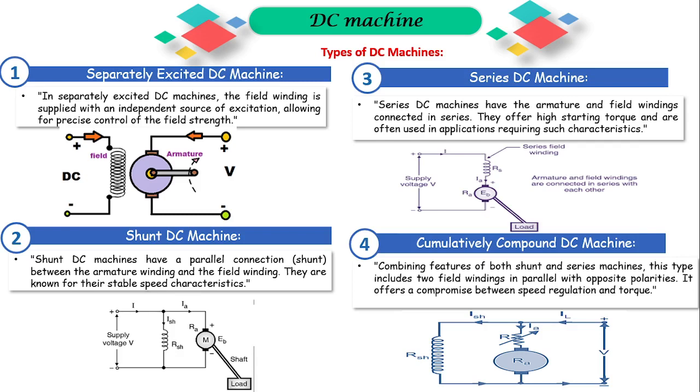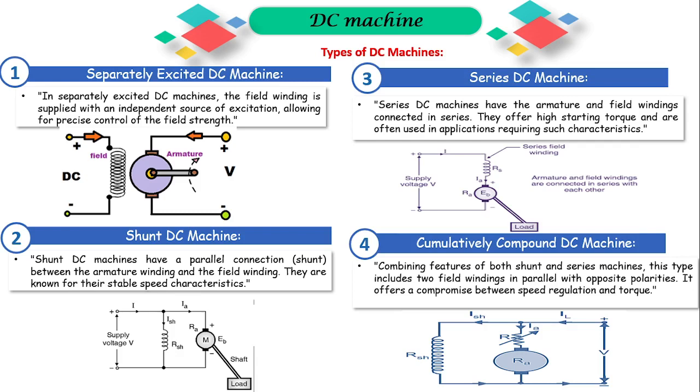1. Separately excited DC machine. In this type, the field winding receives an independent source of excitation, granting precise control over the field strength. It's all about fine-tuning. 2. Shunt DC machine. Shunt DC machines establish a parallel connection, shunt, between the armature winding and the field winding. They are renowned for their steady speed characteristics.